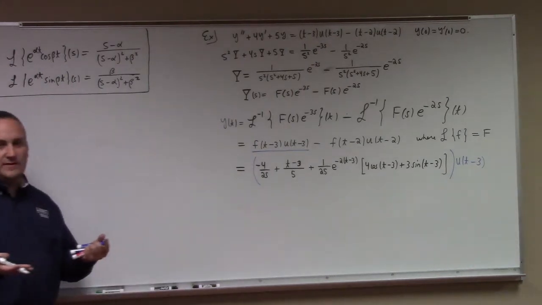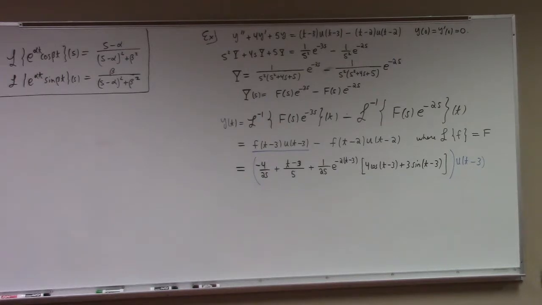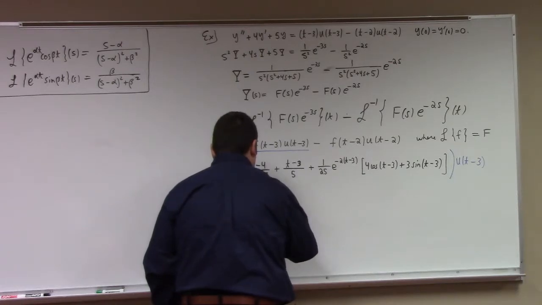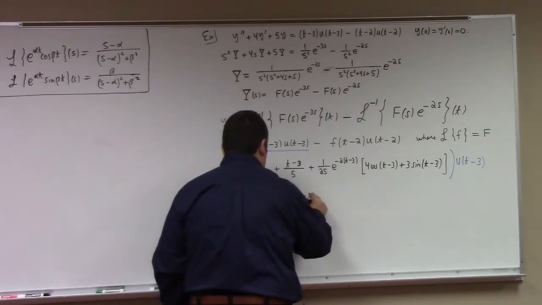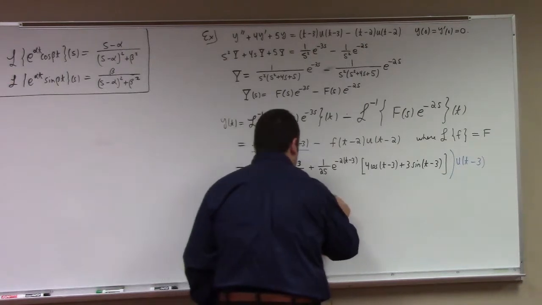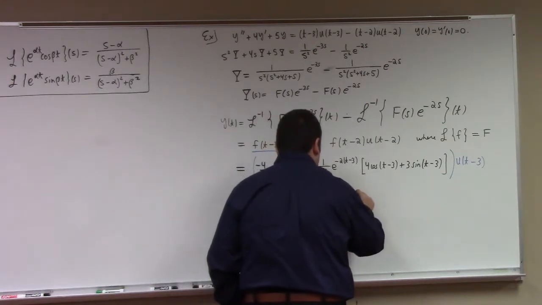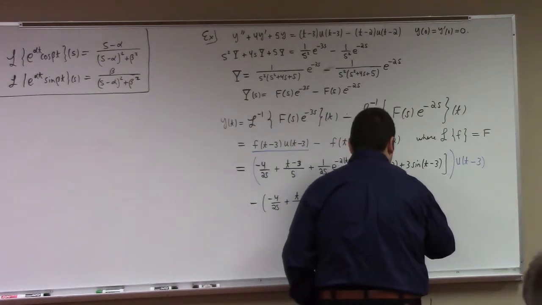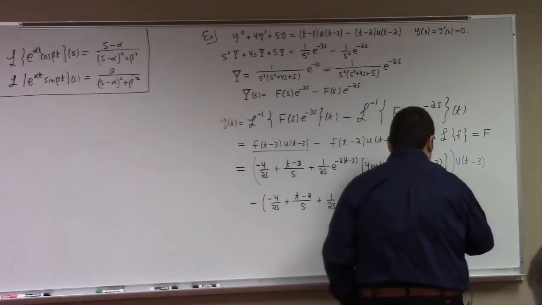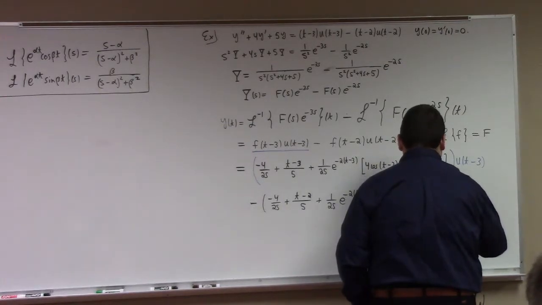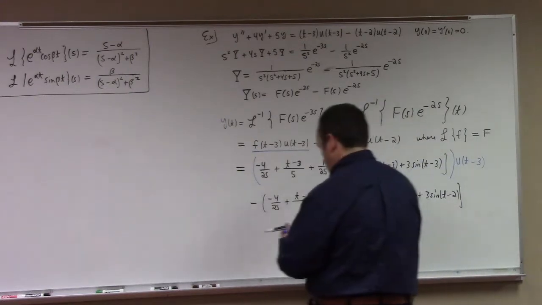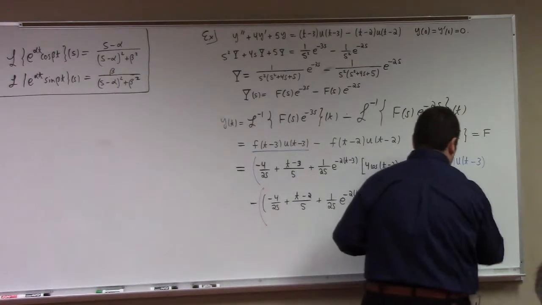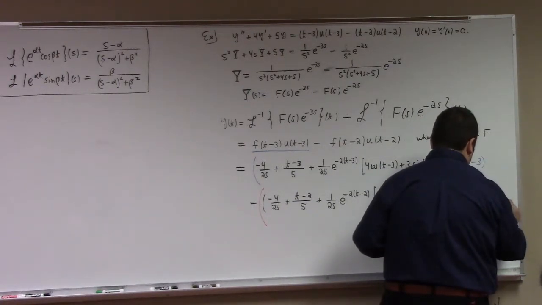And then we do the same thing, replacing t minus 3 with t minus 2, but subtracted. So minus 4/25 plus (t minus 2) over 5 plus 1/25 e to the minus 2 times (t minus 2), 4 cosine of t minus 2 plus 3 sine of t minus 2, and big old parentheses here, u of t minus 2. There you go.